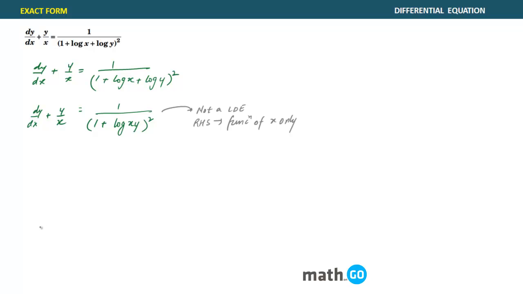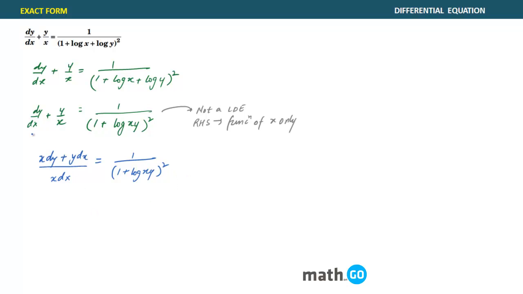So it is not homogeneous and variable separable, it does not look like at this point of time. So what we can do here is, now let's see. I cross multiply and what I'll get is (x dy + y dx) upon x dx is equal to 1 upon (1 + log xy) whole square, right? This is what I can write.